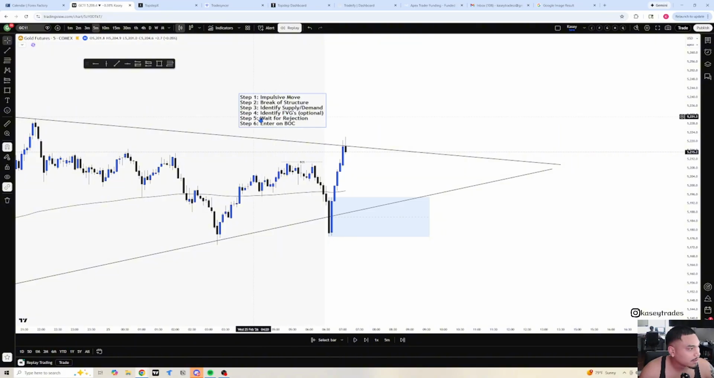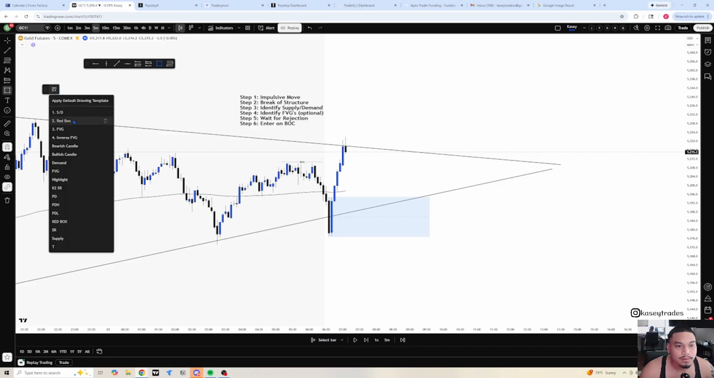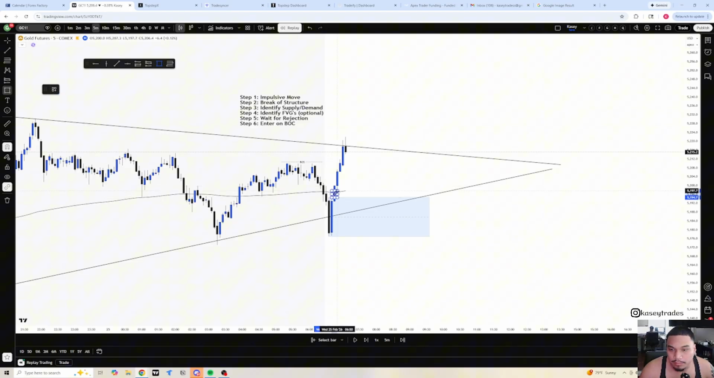Step 4, identifying fair value gaps. And you can see we have one right here, touching our demand level right here. You can see we have another one right here and then another small one right here. But honestly, we don't really care about these ones. The main thing we care about when looking for fair value gaps are gaps that are touching our supply or demand zone. Because we don't care if it fills right here, fills here, and then rejects back up. We don't care.